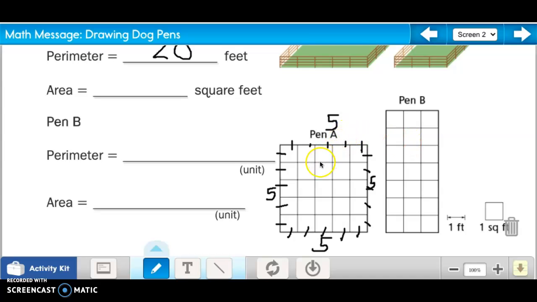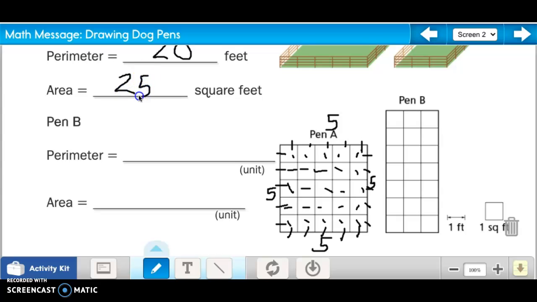All right, now we're going to find the area of pen A, which is the inside. So we can count the little squares inside: 1, 2, 3, 4, 5, 6, 7, 8, 9, 10, 11, 12, 13, 14, 15, 16, 17, 18, 19, 20, 21, 22, 23, 24, 25. So the area is 25.